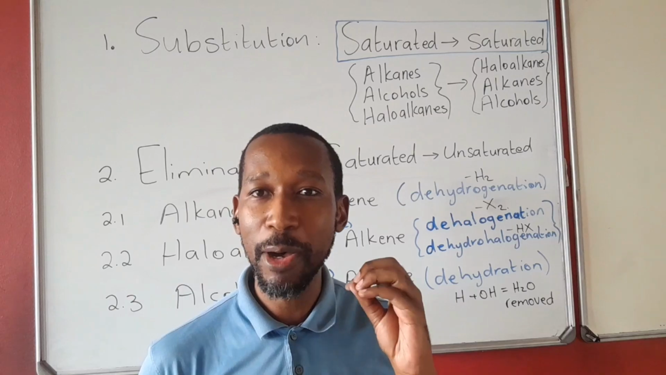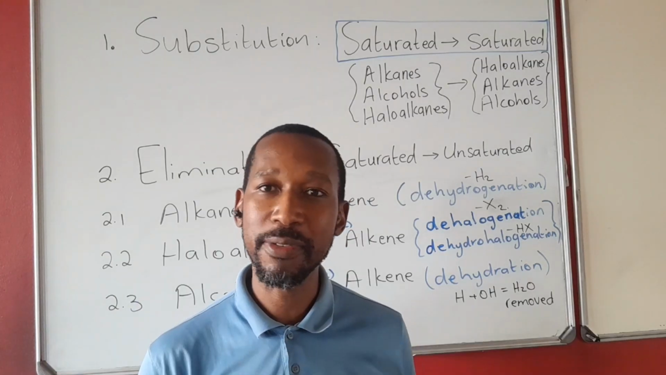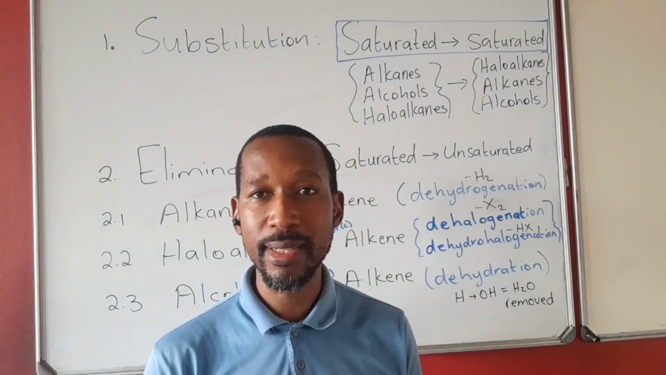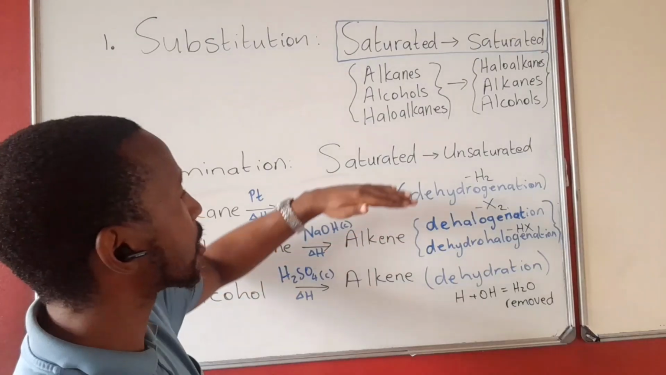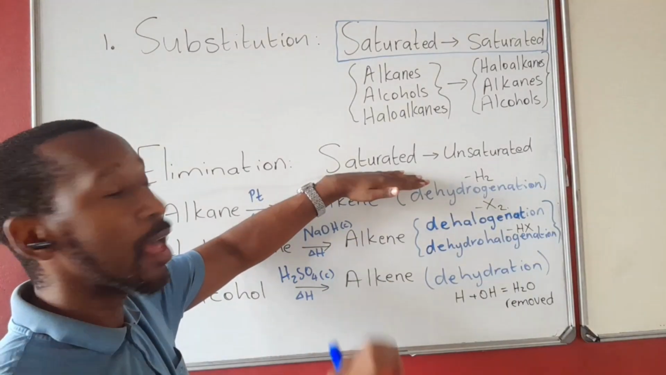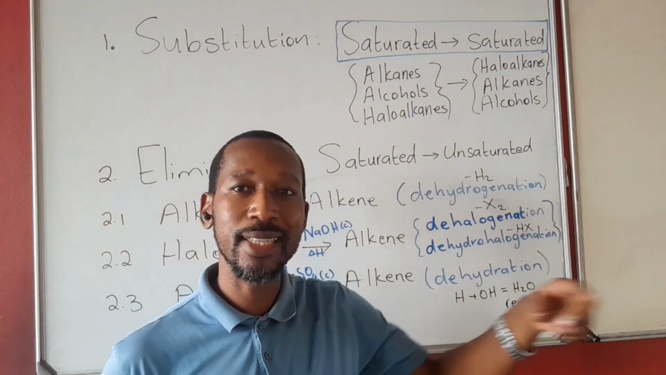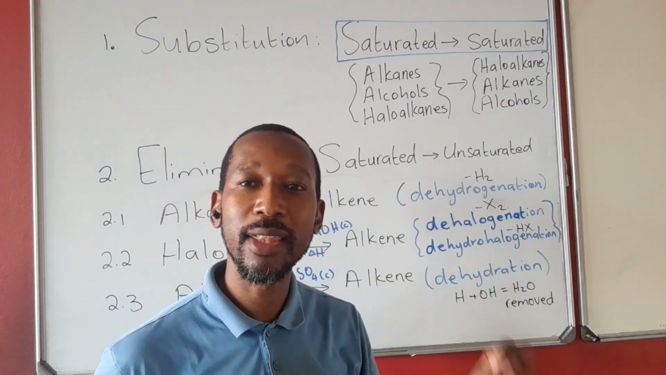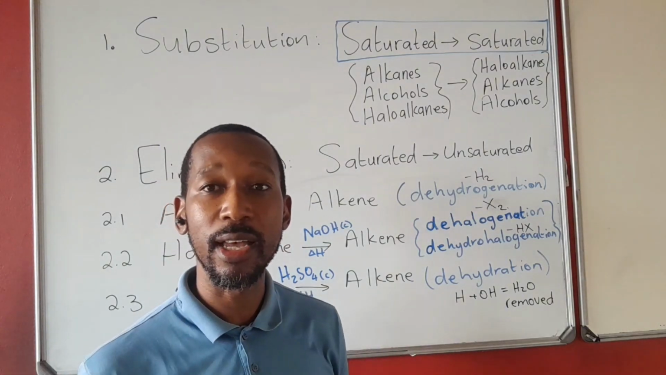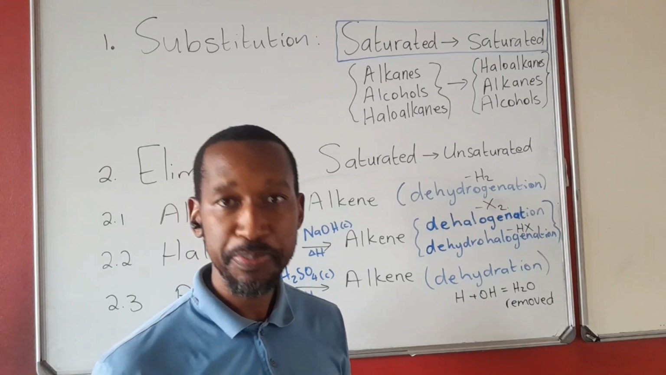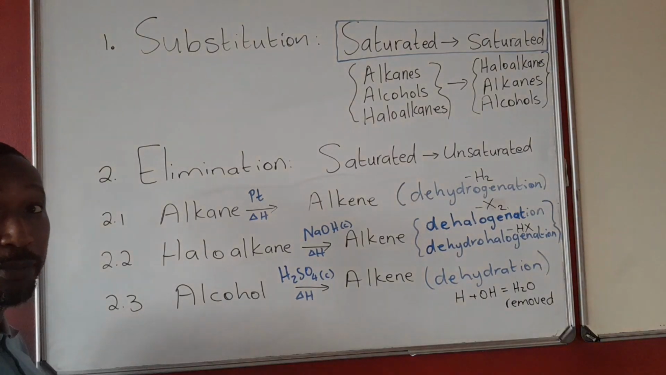So elimination is about some atoms being removed. Generally, we will have two atoms that are removed side by side so that a double bond is created. Therefore, we are going to be moving from a state of saturated to a state of unsaturated. So when you see that the product is an alkene, you should know that it must have been an elimination reaction, especially when you see also that the reactant was saturated. Now, we are going to look at the different types of eliminations that we have.